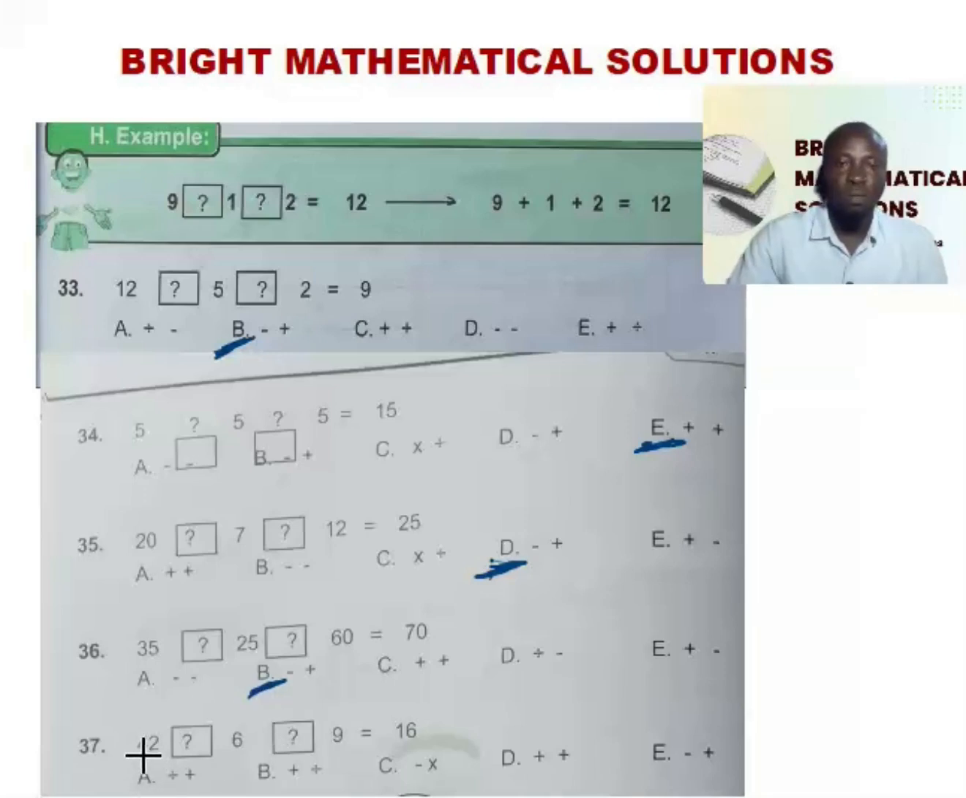The next one, 42 plus 6. So 42 divided by 6, that's 7. 7 plus 9, that's 16. So our answer here is A. Division and addition. So that is the solution to these questions.